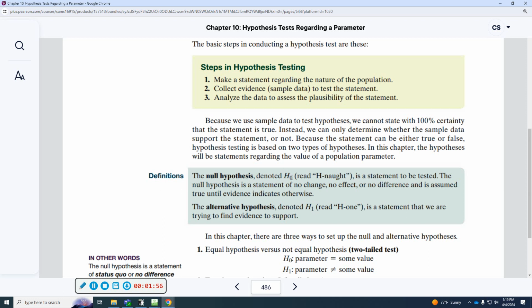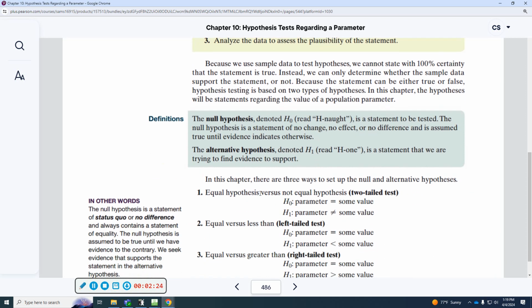So the null is denoted by this H with a little 0 called H naught. This is the null. This is the one to be tested. This is the one that is of no change or no effect, no difference, meaning that it's pretty close to the same. There's not much difference. The alternative is a statement that we're trying to find evidence to support. And here are some setups.